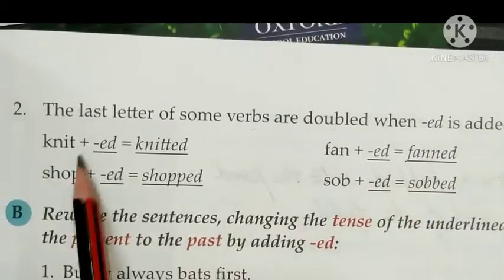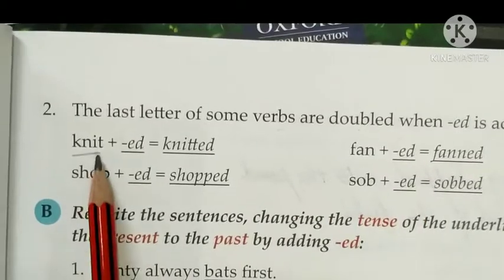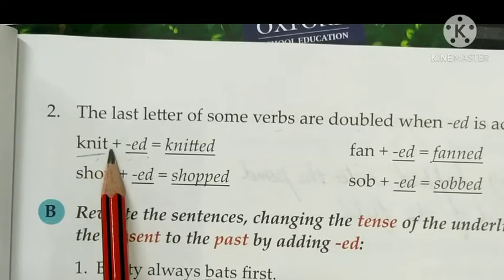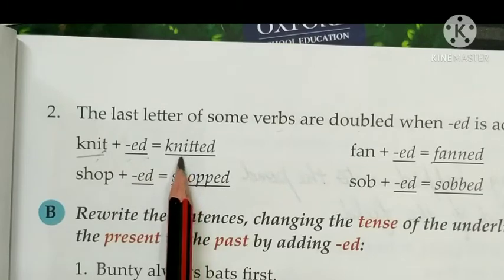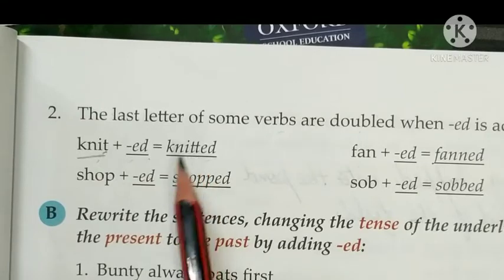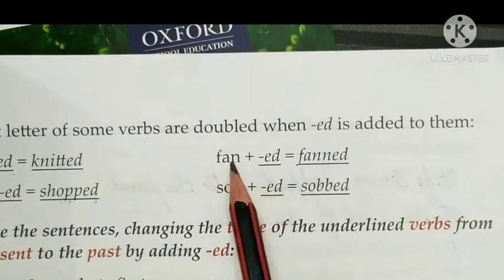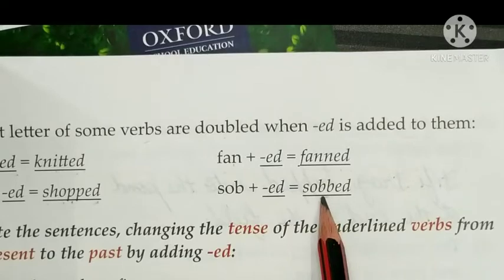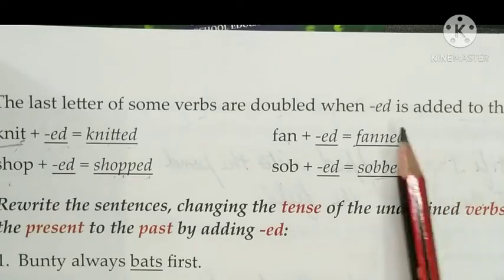Okay. In some cases, the last letter of some verbs is doubled when ed is added to them. Like if I take the example of knit, knit means binna. In this we have to add ed, so we will not simply write knited. No, we have to first double the last letter, and then we add ed: knitted. If I take shop, shopped. Fan, fanned. Sob, sobbed. So in some words we double the last letter and then we add ed to it.